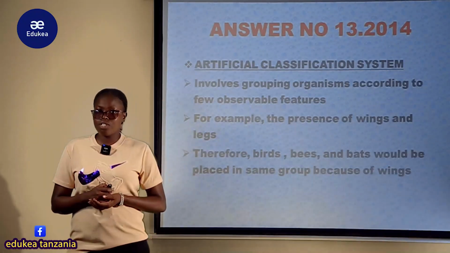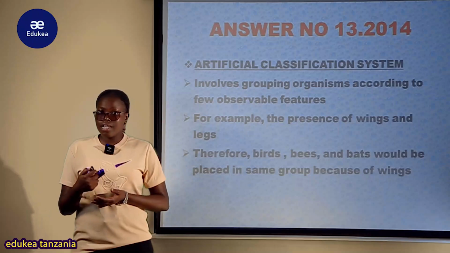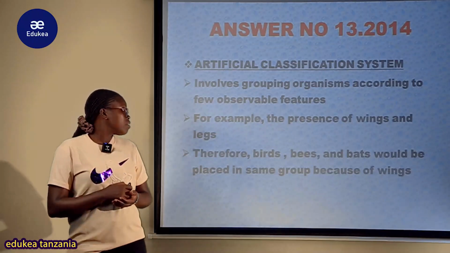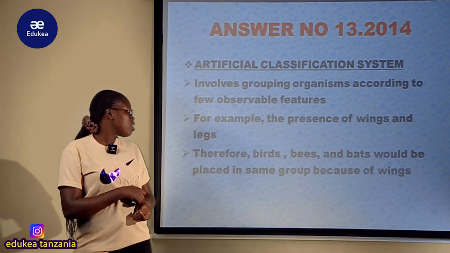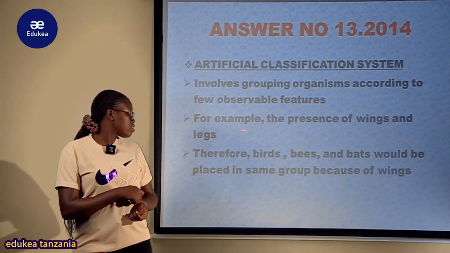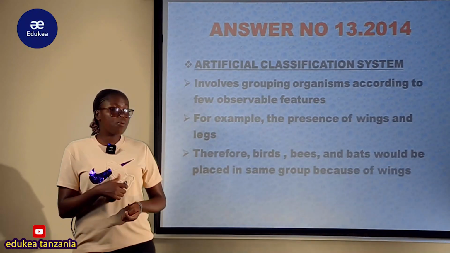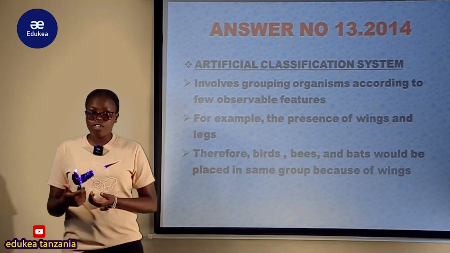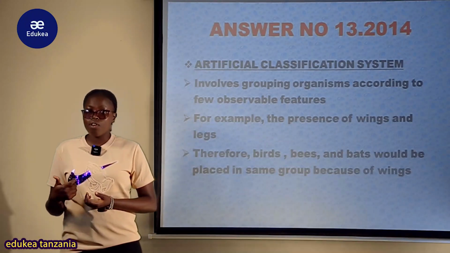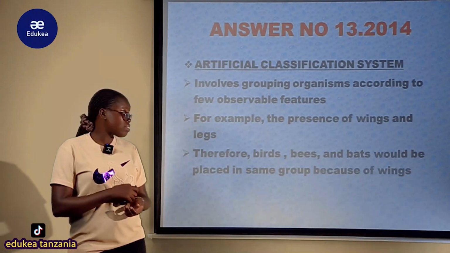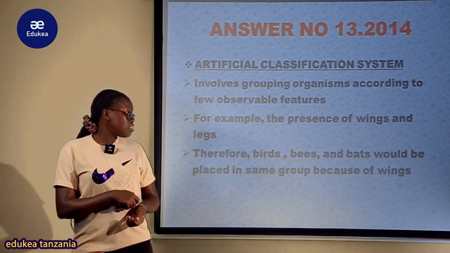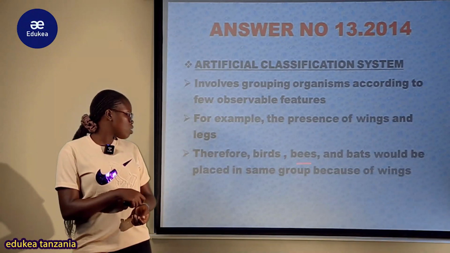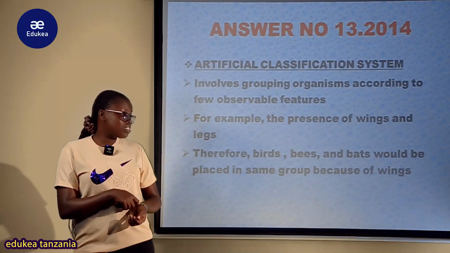The artificial classification system. Once we talk about the artificial classification system, this involves grouping organisms according to few observable features, for example, the presence of wings and legs. So you just group organisms according to a few observable features which can be seen with the naked eyes. Therefore, birds, bees, and bats would be placed in the same group because they possess wings.